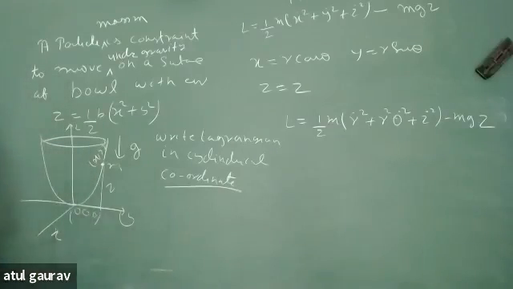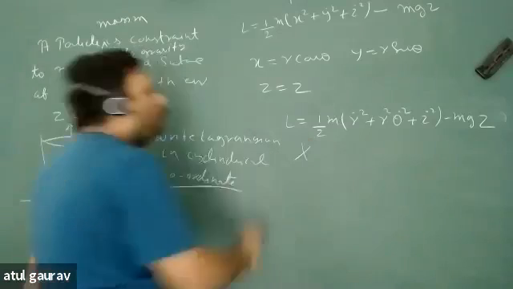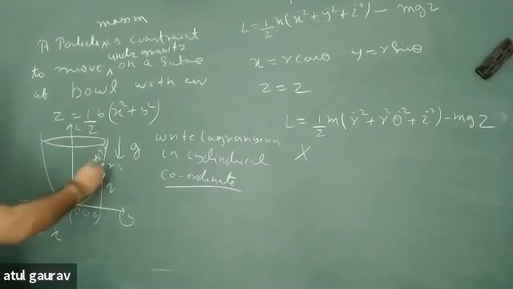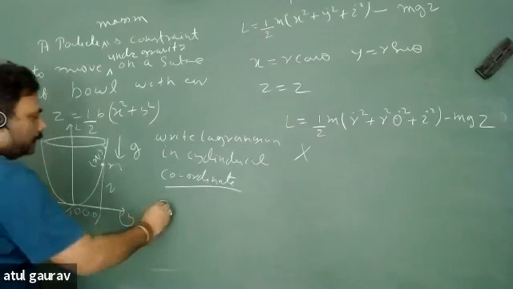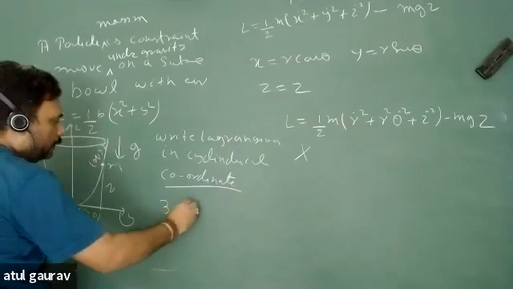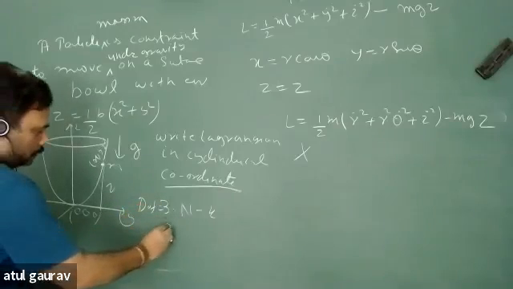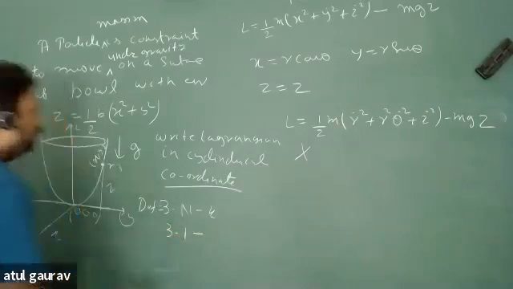No, sir. No, this Lagrangian is not correct. Why? Because you can see what will be the degree of freedom. The degree of freedom here is given by 3n minus k. So this is your degree of freedom: 3 into 1 minus 1.